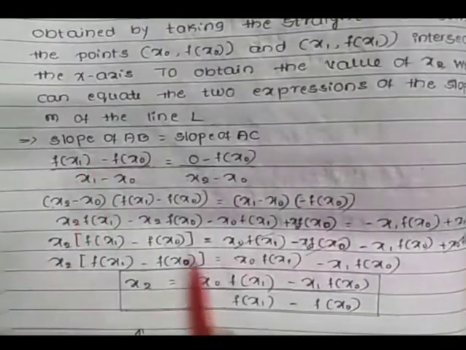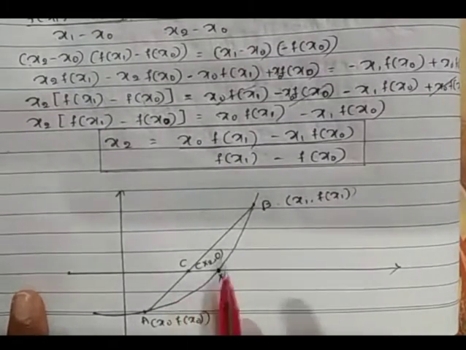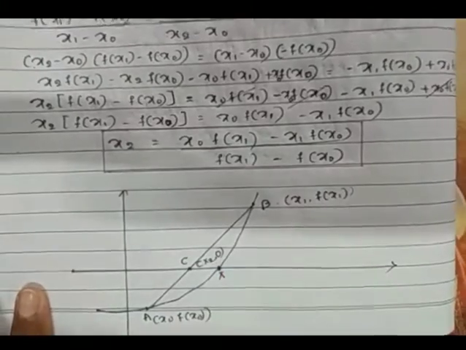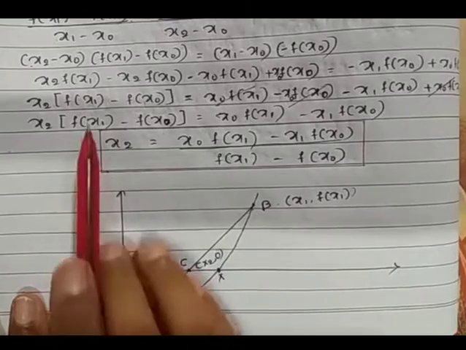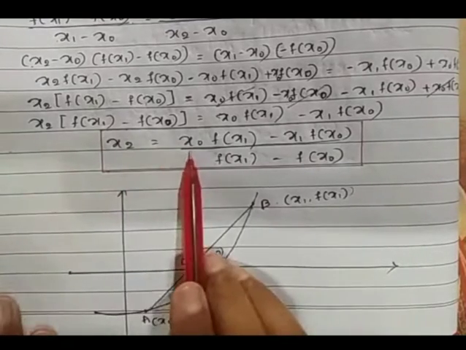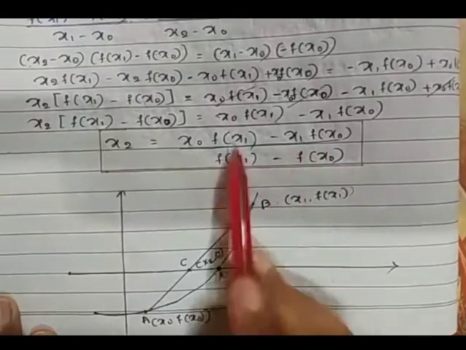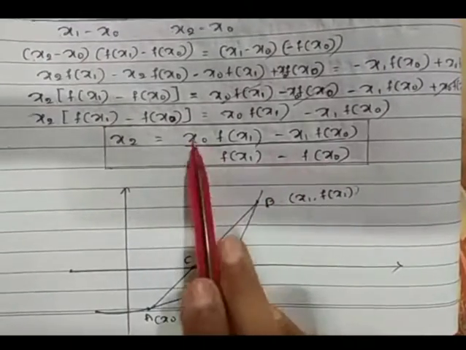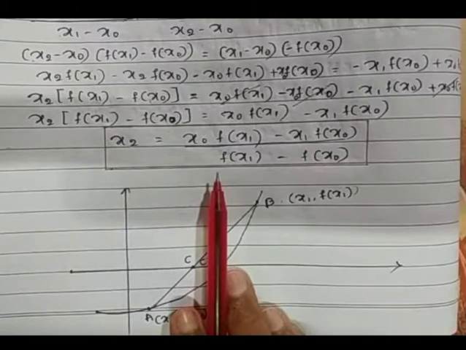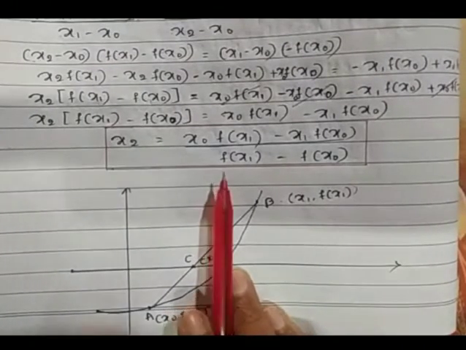This formula derivation is exactly similar to your regular falsi method. So both the regular falsi and secant method formula derivations you can compare and then practice here. In the secant method, the formula is x2 is equal to x0 f of x1 minus x1 f of x0 divided by f of x1 minus f of x0. Instead of a and b, we are using x0 and x1 as initial approximations, that you need to remember.